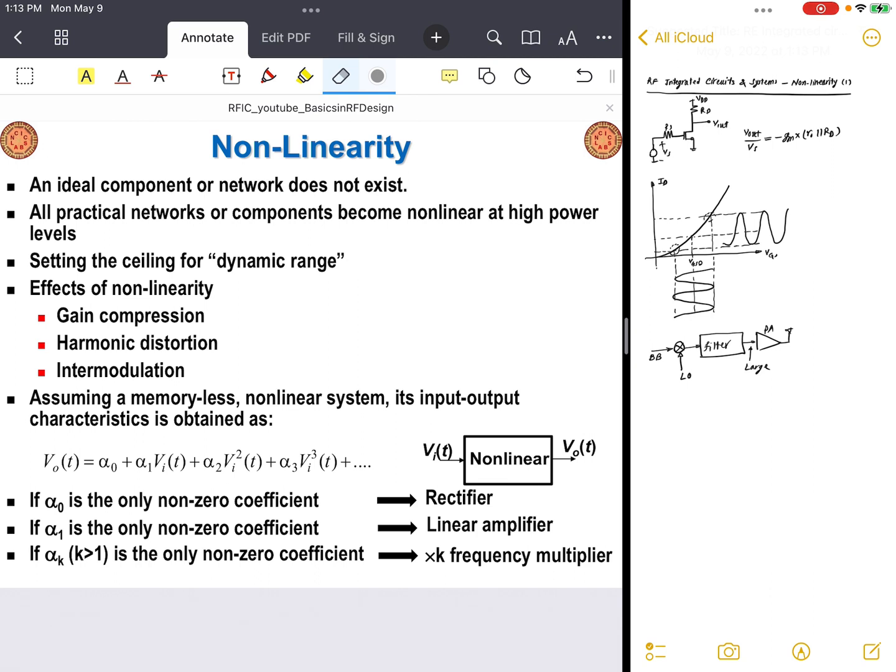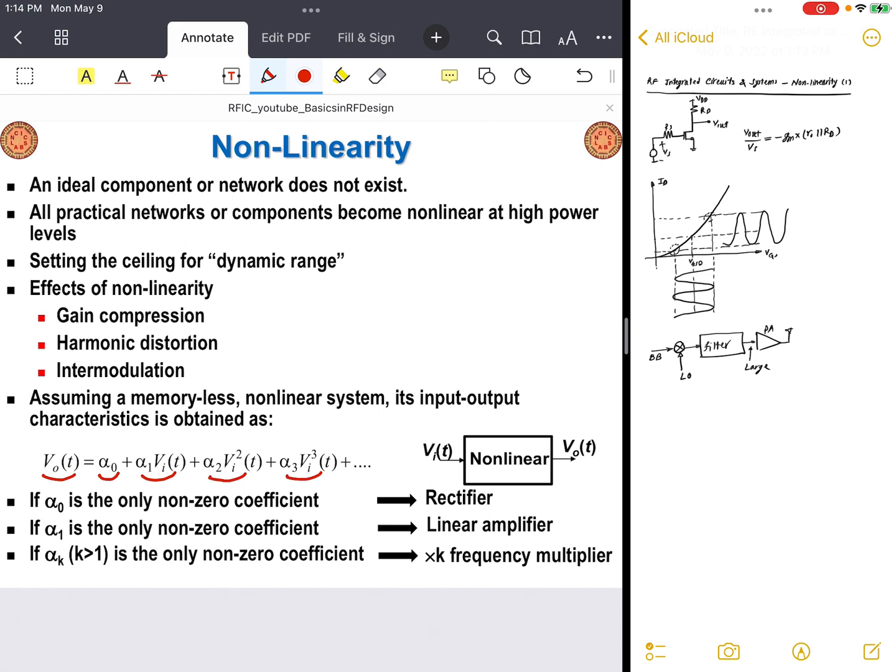More importantly, the linearity range in fact sets a ceiling or upper limit for the dynamic range of the system. In this course, we are going to have an overview of some of the effects of non-linearity, including gain compression, harmonic distortion, and intermodulation. To quantify this analysis, let's assume that we have a memoryless non-linear system whose input-output characteristic is derived by using a power series. So Vout in particular is equal to the constant plus the fundamental power plus the second order nonlinearity and the third order nonlinearity.